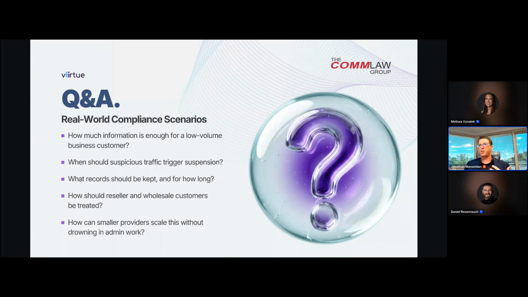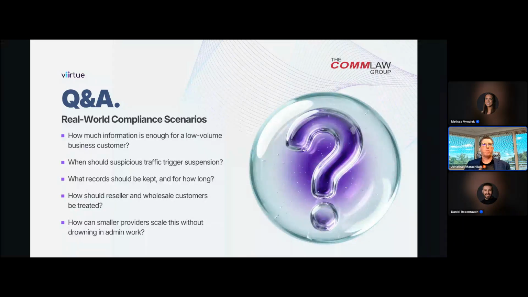It's also manageable. Second question, when should suspicious traffic trigger suspension? This is where providers need judgment. Not every anomaly requires suspension. Networks have quirks, customers have seasonal spikes, campaigns change. A snow day may trigger school calls. A doctor's office may have flu season reminders. A utility might have outage notifications. So don't build a program that panics every time traffic moves, but some facts should trigger fast action.